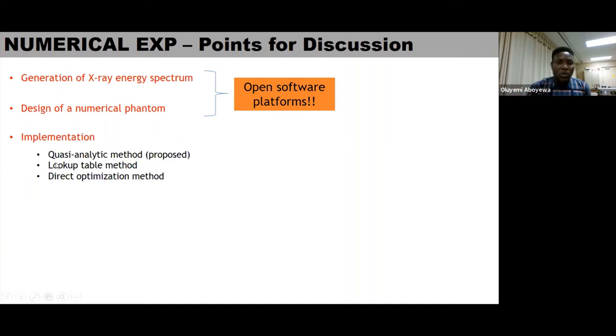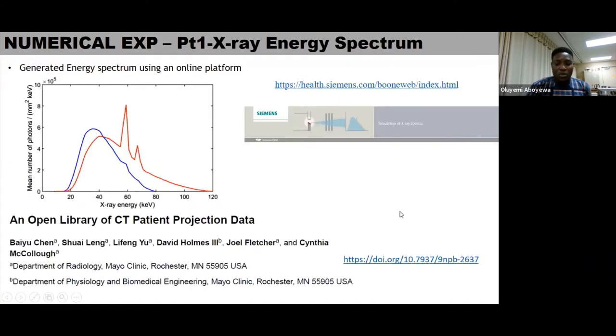Like I said, the author then compares his own method with other methods. I'm going to quickly rush through these. So these are some open software that I found online. This is exactly what the author used to generate his X-ray beam and then sent it through some phantom. And I found this paper that looked at some projection data that was obtained. It is a large source that one can go to, get a lot of sinograms, and use to practice.